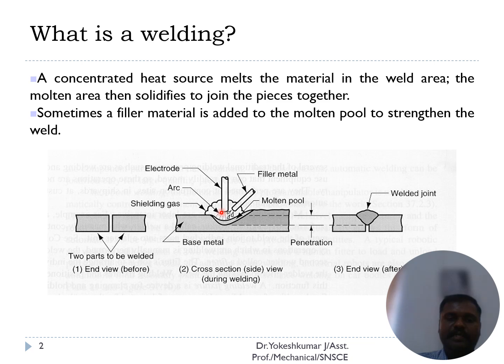To avoid oxidation, sometimes shielding gases are added. Initially we have a parent metal, and when you strike the electrode, it produces an arc, and that arc is used to heat the parent metal to its molten state. Then finally the welding can be accomplished. Sometimes filler may be added, sometimes it may not be added. Finally, it forms a weld joint. This is called the weld bead.